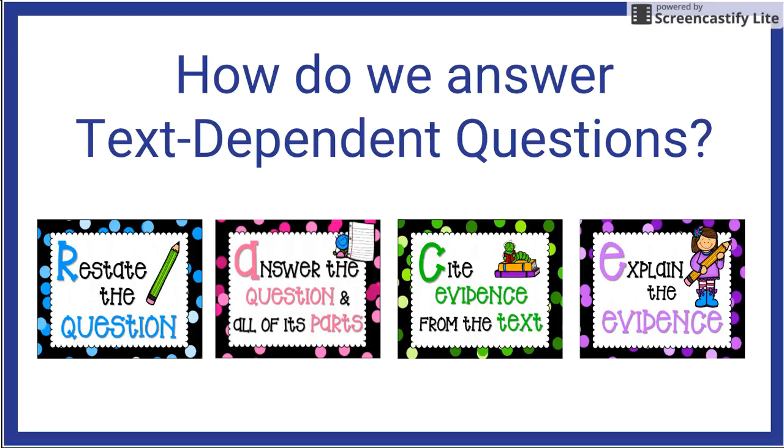Next, you're going to cite evidence from the text. Cite simply means use it. You know how to find a direct quote in the text and use it to back up your answer. And then last but not least, you need to explain that evidence in your own words. We're not going to focus on this part just now, but you can definitely try it if you'd like.